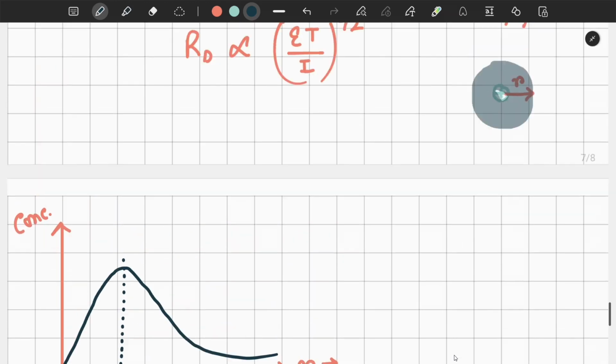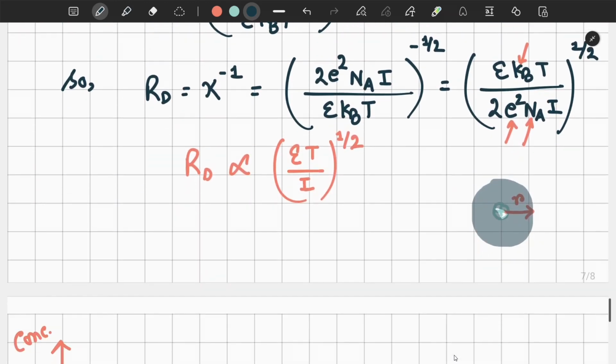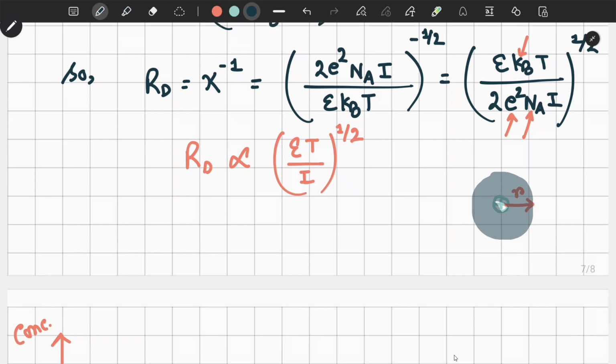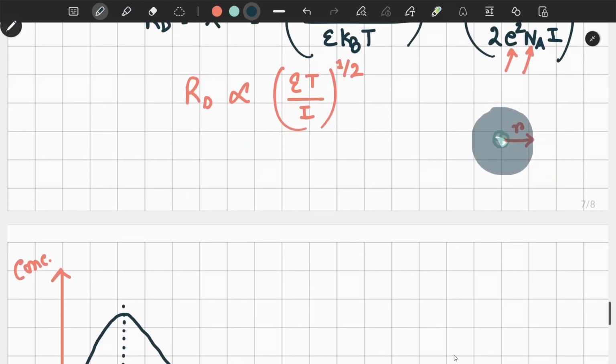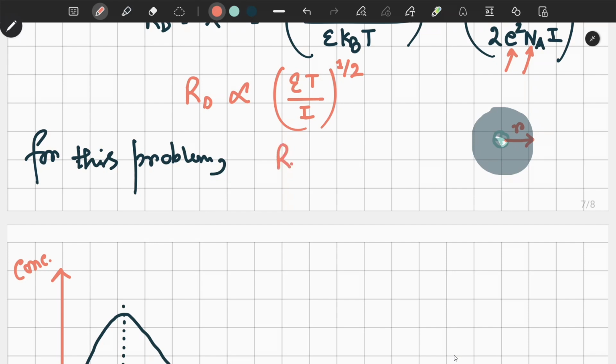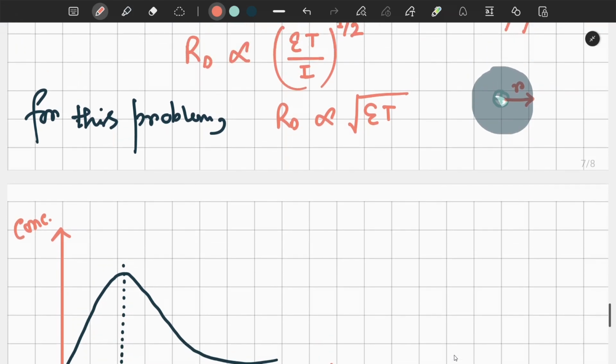Now from here, you can do it. I is the same for the three solutions, RD1, RD2, RD3. For all three solutions, I is the same. So for this problem, what you can write is that RD is proportional to ET to the power half, because I is the same. Is it clear?